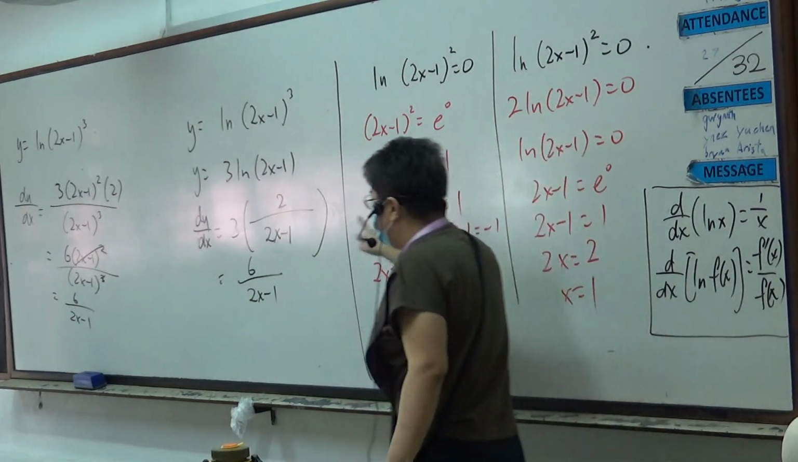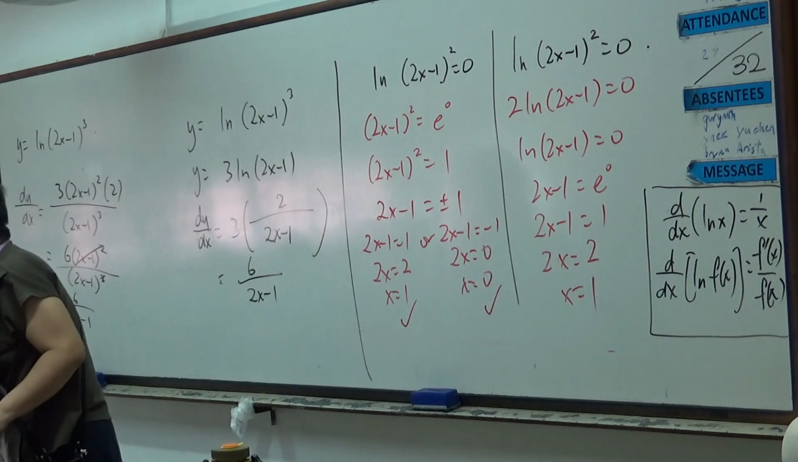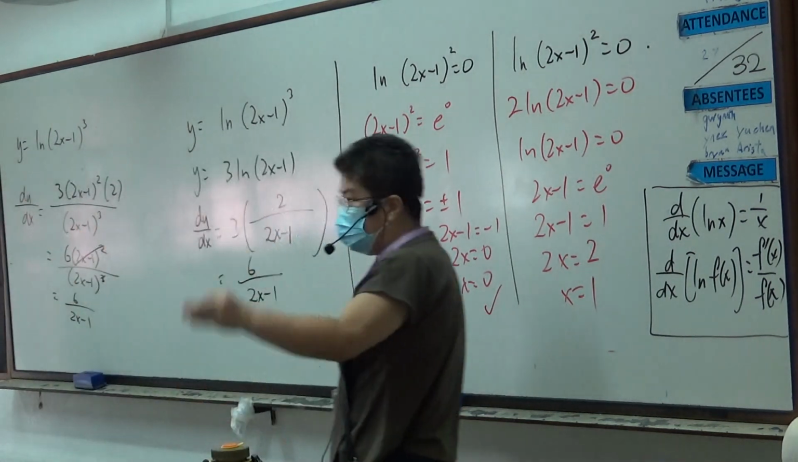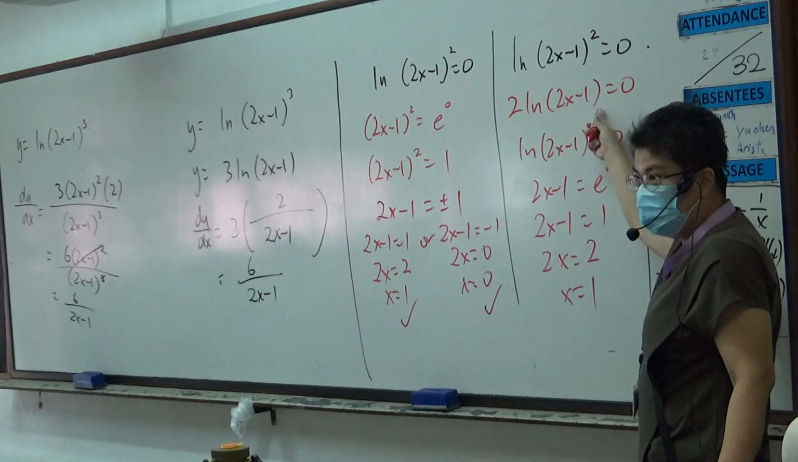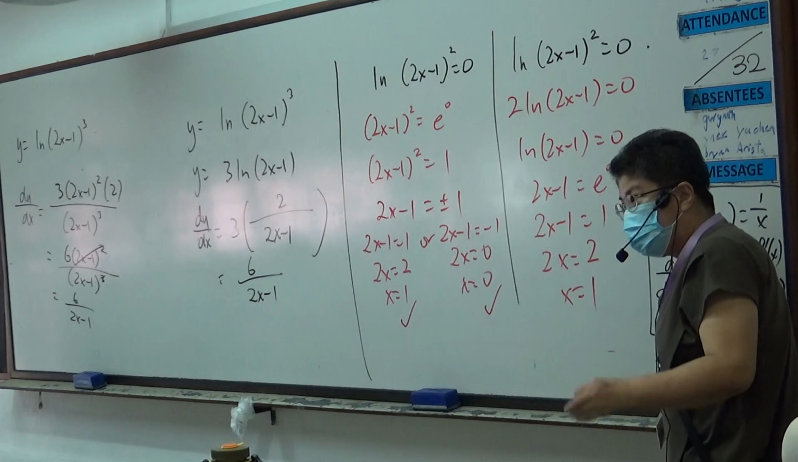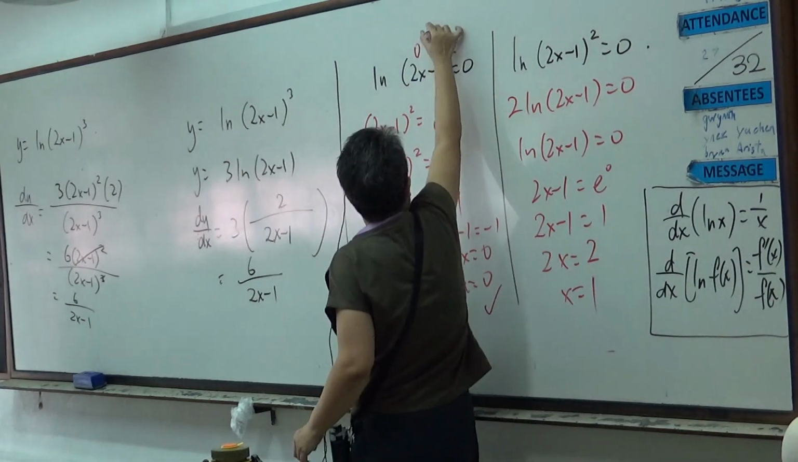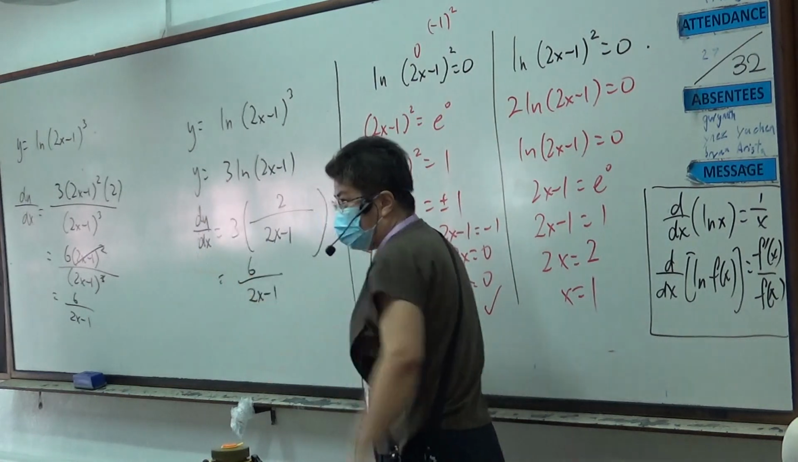That's why I need to point it out to you. But when you do differentiation, no worries. It doesn't affect. You understand what I'm talking about? But when you are solving and you apply the rule here, you are missing the solution x equals 0. Because who said x equals 0 doesn't work? It still works. When this is 0, this is negative 1 squared, this is still positive.